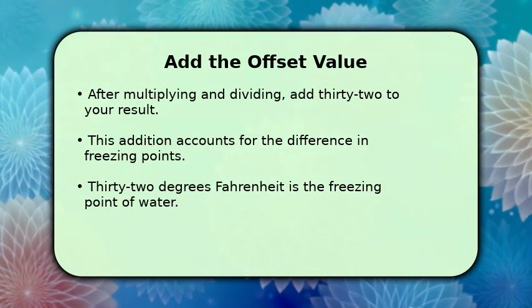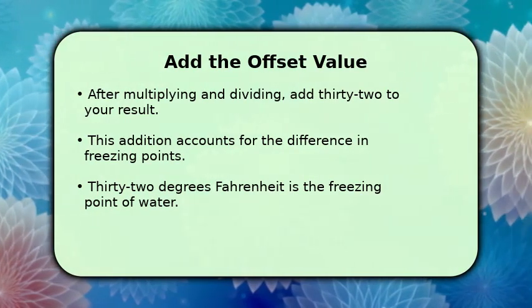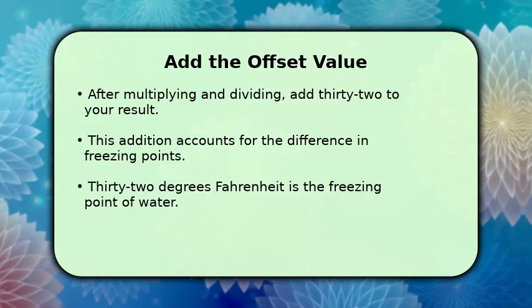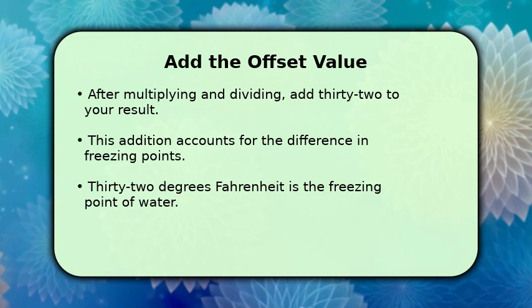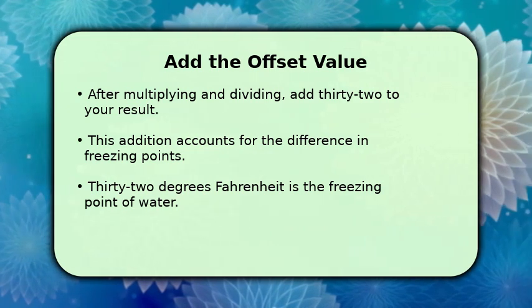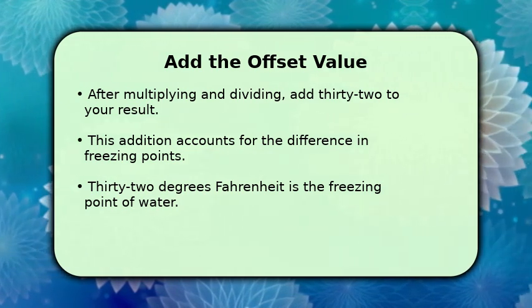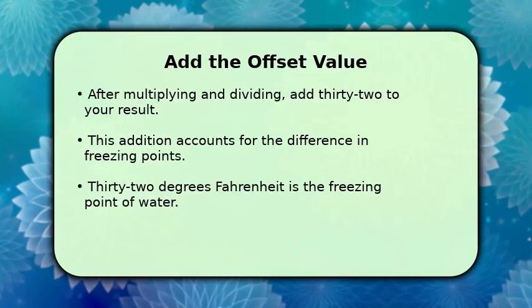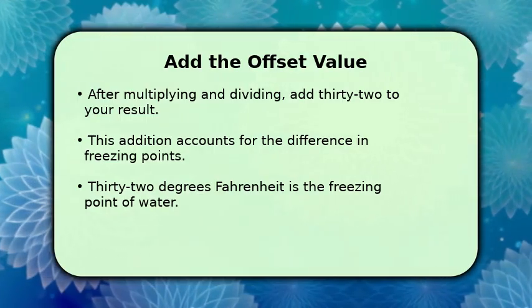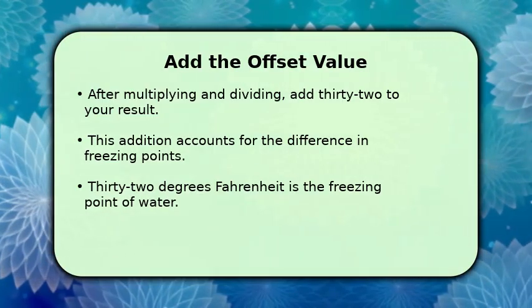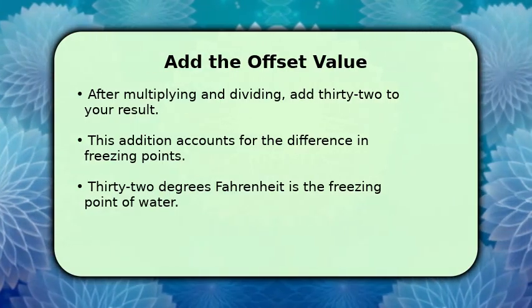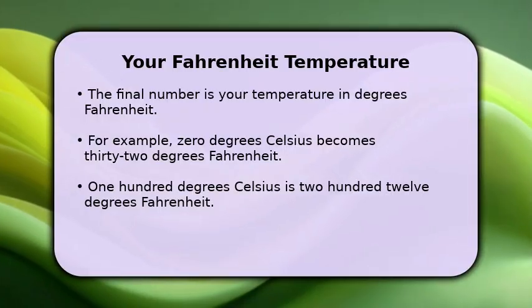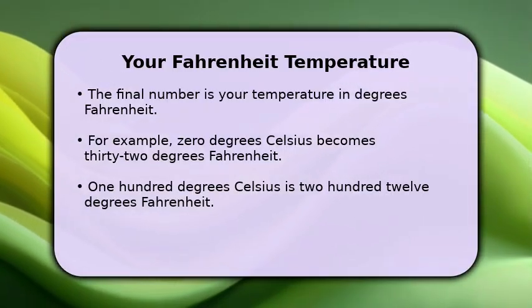Now, for the final adjustment, you need to add 32 to the number you just calculated. This addition is vital because it accounts for the different freezing points of water on the two scales. 0 degrees Celsius is the freezing point, while on the Fahrenheit scale, water freezes at 32 degrees. Adding 32 correctly shifts the temperature to the Fahrenheit scale's baseline. The number you now have is your temperature expressed in degrees Fahrenheit.